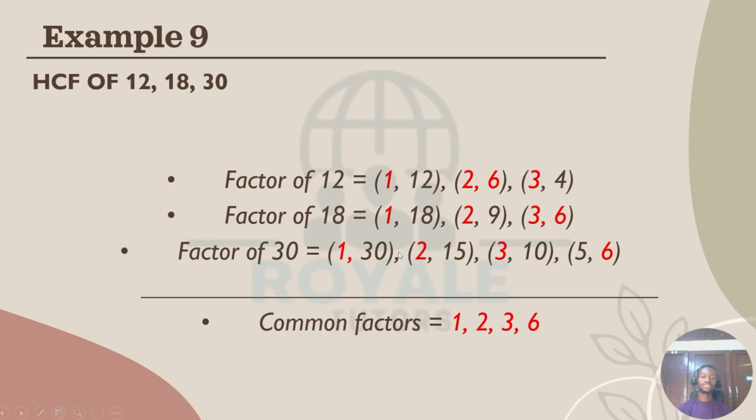So what is the highest common factor? The highest common factor is the biggest number amidst the common factors, and that is 6. The highest common factor is 6.